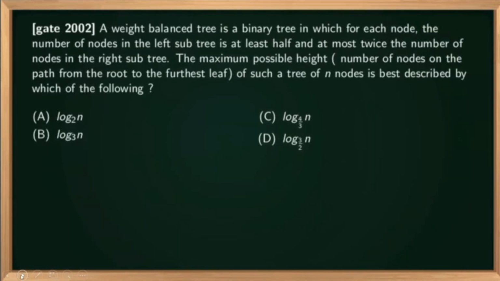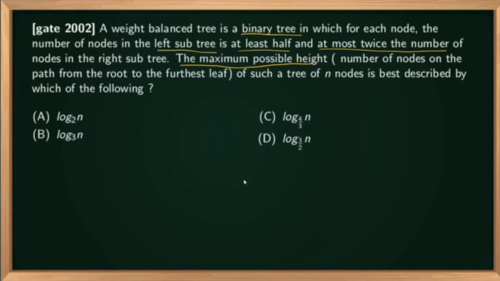So it's given we have a binary tree, and we want to find the maximum possible height, and also it's given that the number of nodes in the left subtree is at least half and at most twice the number of nodes in the right subtree. So we know that to get the maximum possible height, the tree should not be balanced. So we have to either keep very few nodes on the left side and maximum nodes on the right side, or keep maximum nodes on the left side and minimum on the right side.